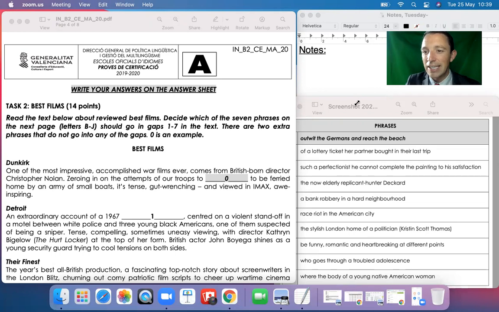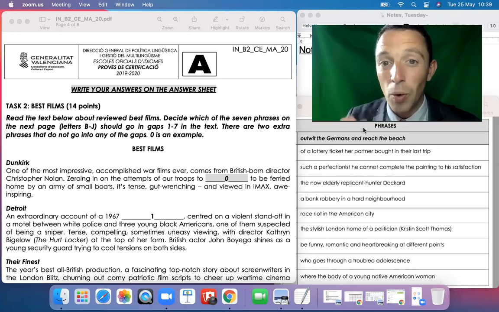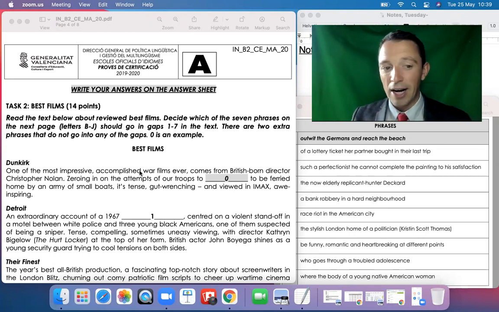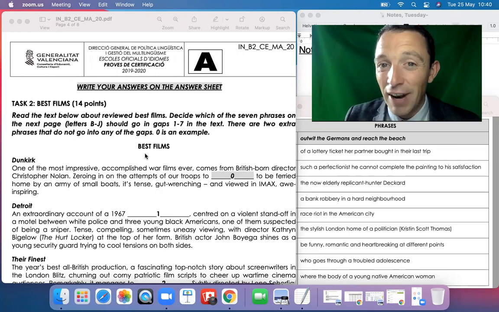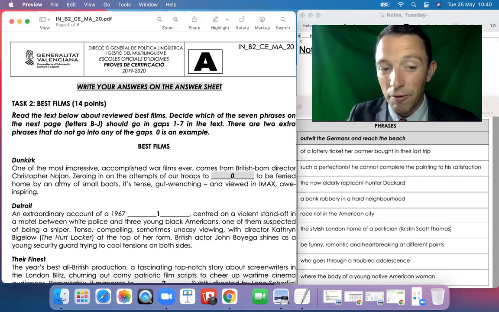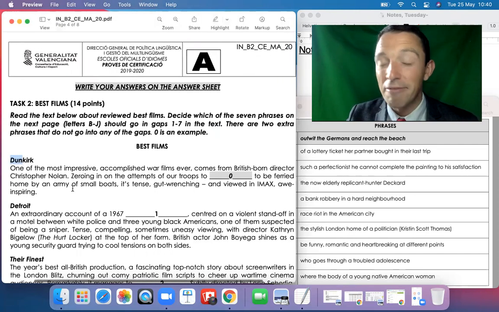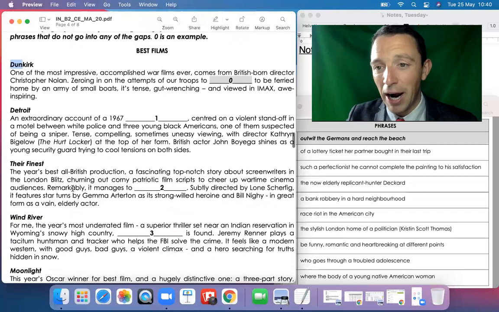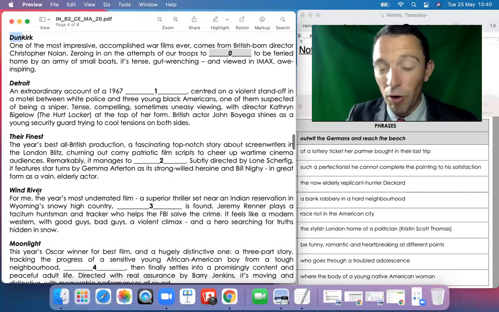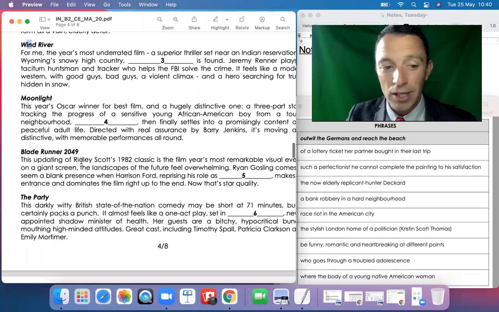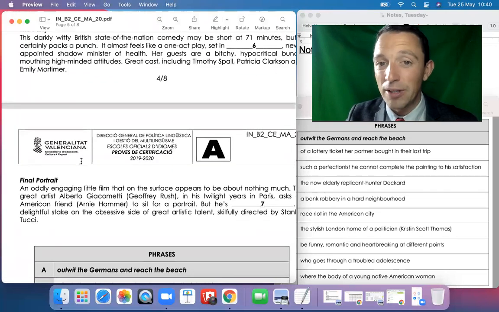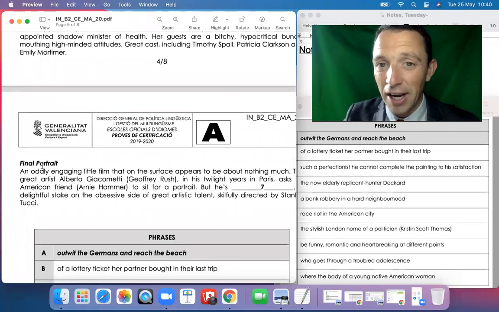This is the article typical from an exam in the Escuela Oficial de Idioma, and this example is from Valencia. So we have different paragraphs. You can see the different spaces. Dunkirk is the first movie. Each paragraph is in relation to a movie and a best film. So the first paragraph is Dunkirk. The second paragraph is related to the movie Detroit. The third paragraph is related to the movie Their Finest. The fourth paragraph, Wind River. Moonlight is fifth, Blade Runner 2049, and The Party is the penultimate paragraph, and the final paragraph is Final Portrait.